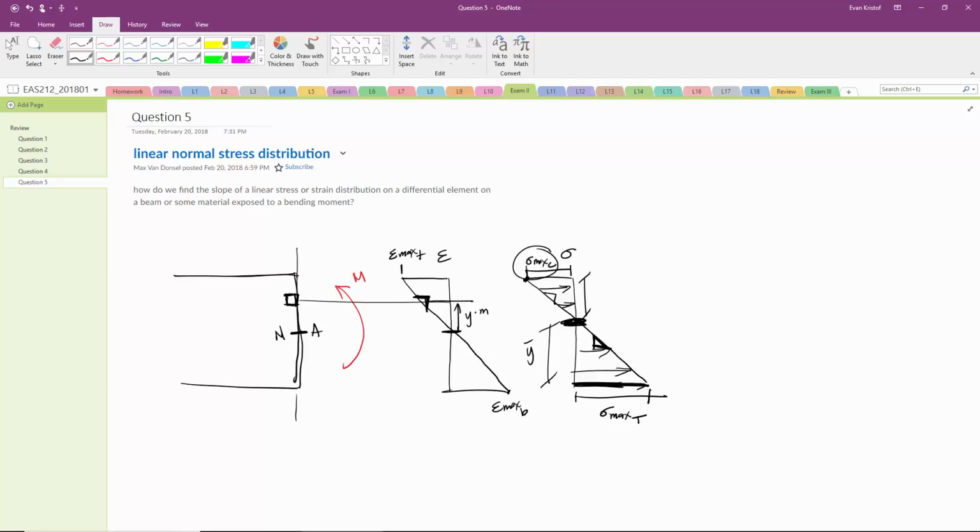Definitely the biggest bang for your buck is going to be those recommended problems. So I would definitely focus on those the most.